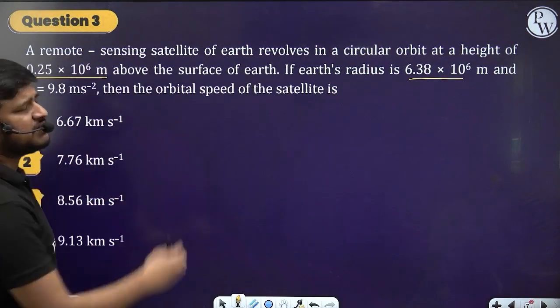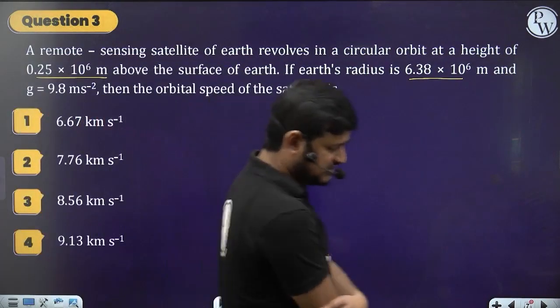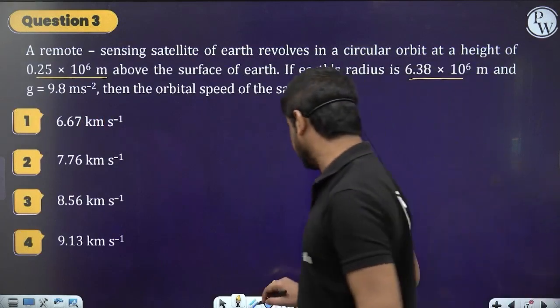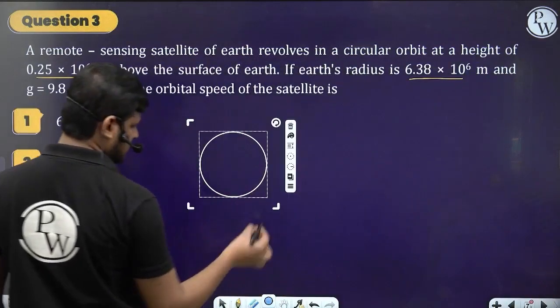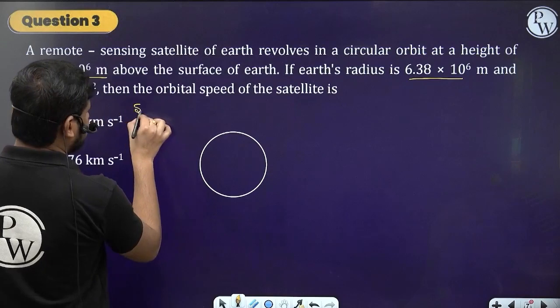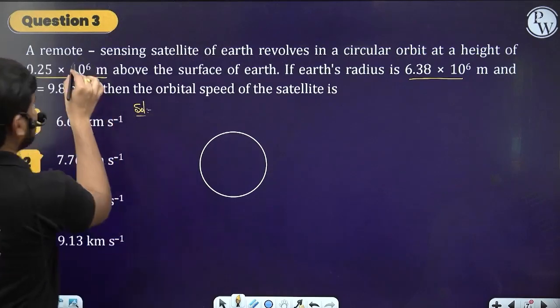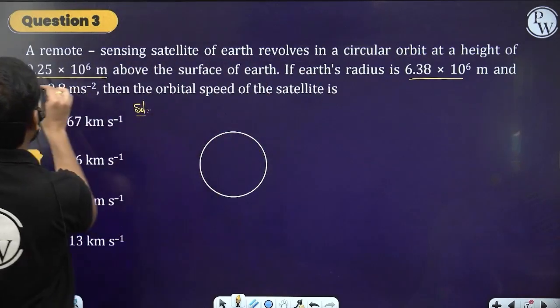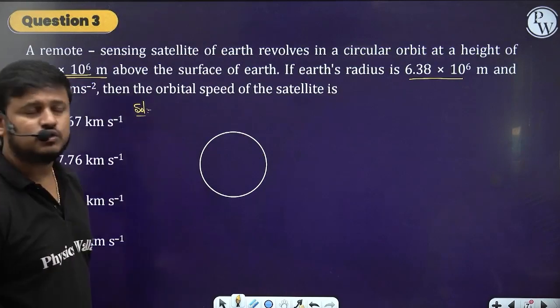So then the orbital speed. Again, a formula-based question. Simple question. First understand here. So this is the Earth. From Earth's surface, the satellite is revolving at a height of 0.25 into 10 to the power 6.